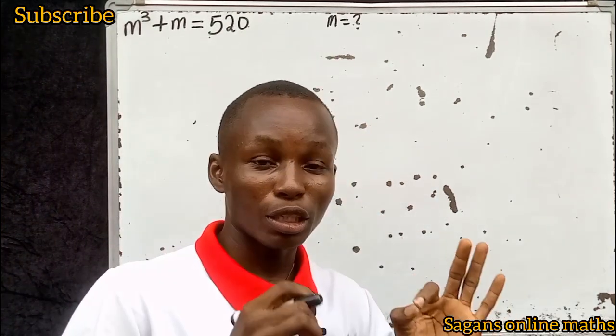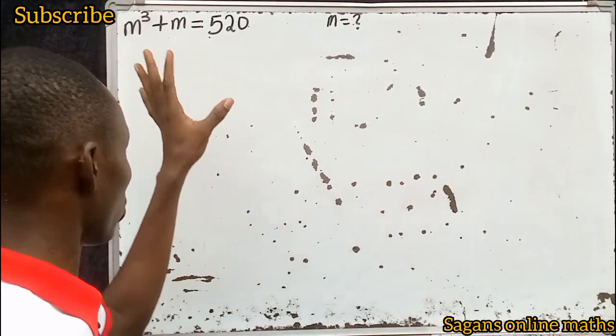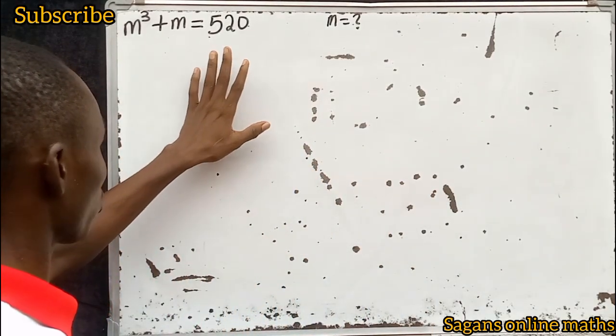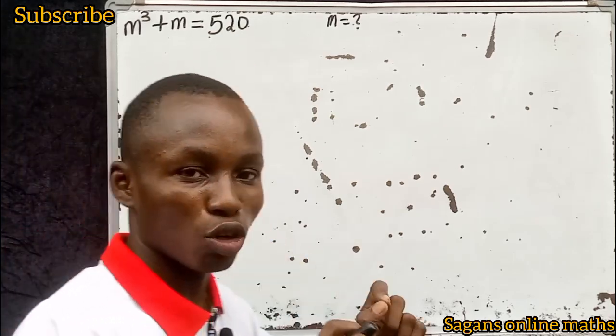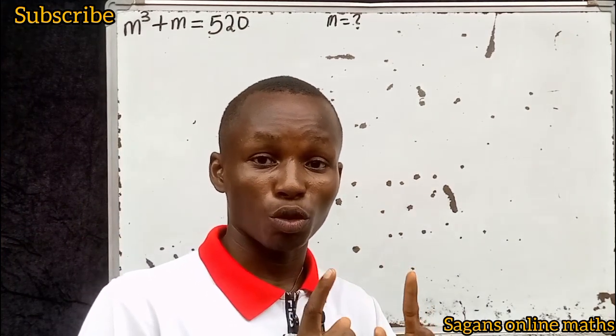Now if you are watching this particular video on my page, you know I've told you what you are going to do on this question. This is m to the power of 3 plus m equals 520. Our first step in this problem is to subtract 520 from both sides of the equation.